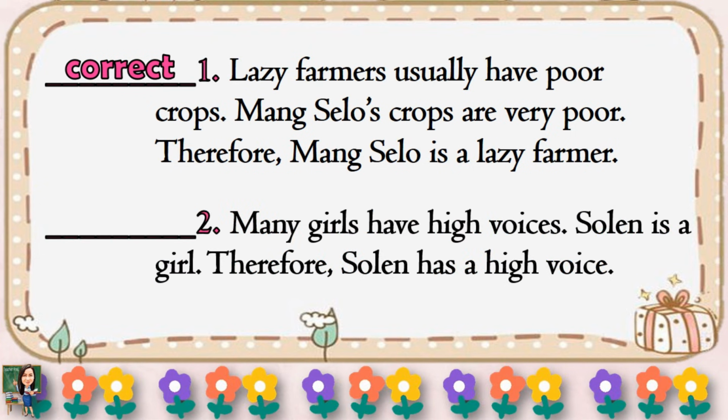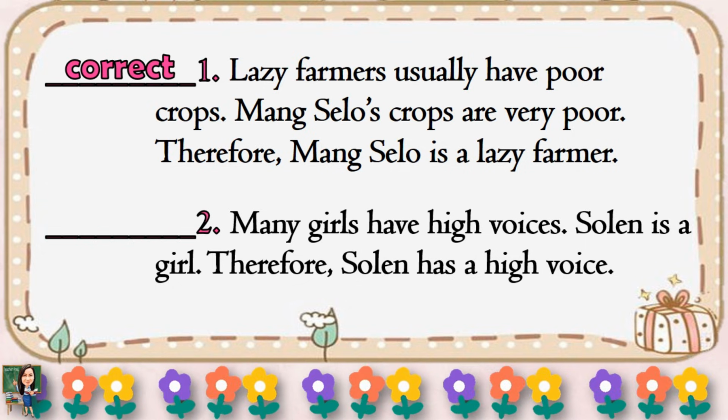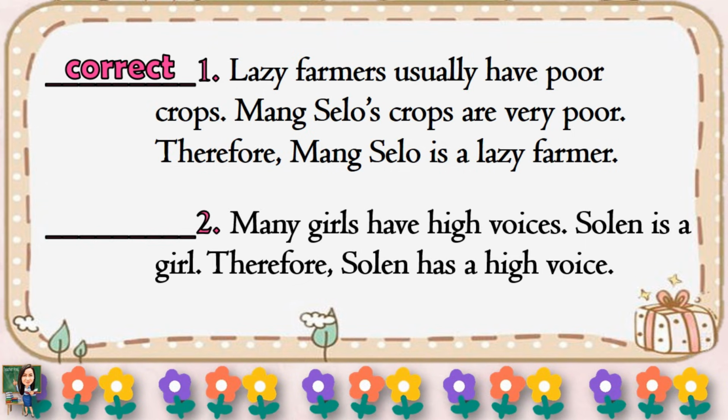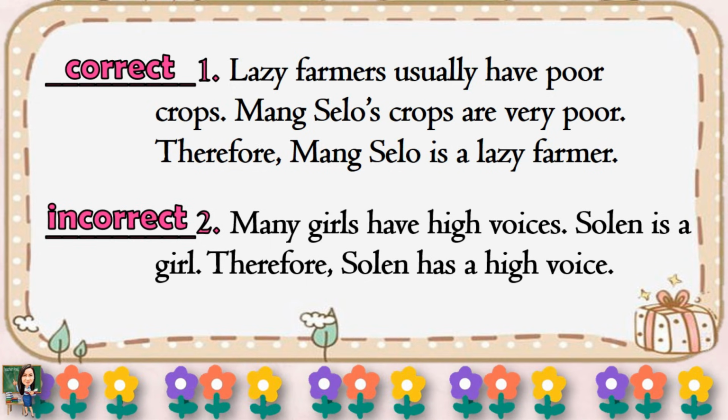Number 2. Many girls have high voices. Solen is a girl. Therefore, Solen has a high voice. Is the statement correct or incorrect? What is your answer? Very good. The answer is incorrect.